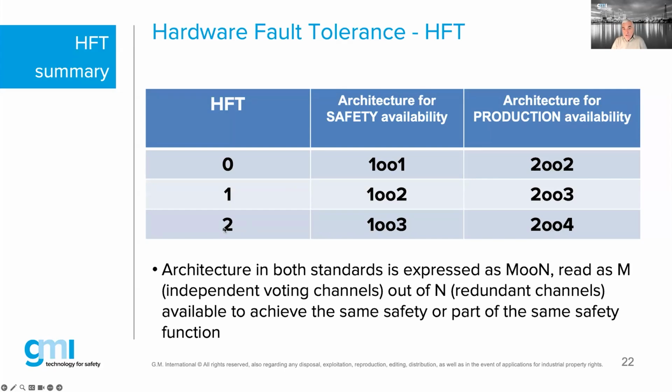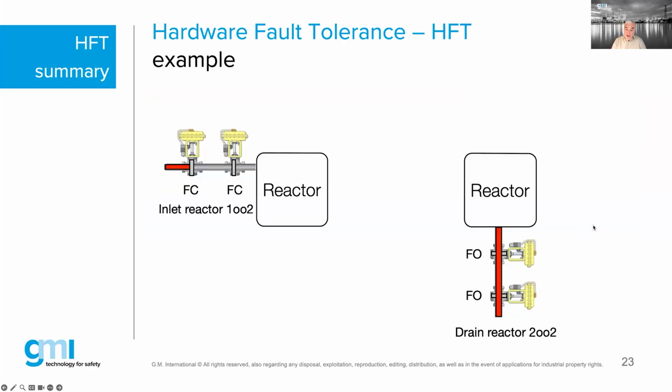With an HFT of 2, we need to have a 1 out of 3 from a safety point of view. But if production again doesn't want to have a spurious trip, then they will go for this 2 out of 4, because if one is coming in here to ask you to trip, you're losing production. If one of them is coming in here, you're not losing production yet. So with this configuration, on top of your minimum safety requirement, you're putting in an additional production availability requirement.